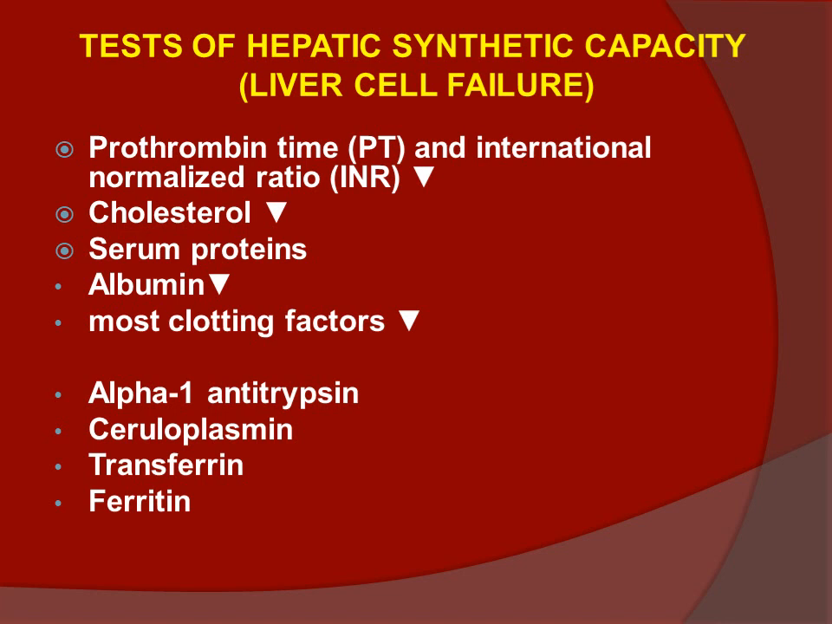Another set of tests are tests for detecting the hepatic synthetic capacity or for detecting liver cell failure. Prothrombin time, PT, and International Normalized Ratio, INR, are valuable measures of the liver's ability to synthesize fibrinogen and vitamin K-dependent clotting factors. They are factors 2, 7, 9, and 10. Abnormalities indicate severe hepatocellular dysfunction. The PT and INR do not increase in mild hepatocellular dysfunction.